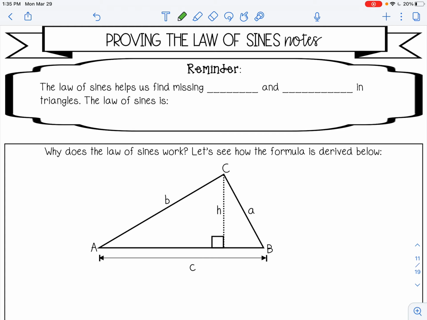All right, let's see where the law of sines formula comes from, proving the law of sines. So remember, the law of sines helps us to find missing sides and angles in oblique triangles, and the law of sines says a over the sine of A is equal to b over the sine of B is equal to c over the sine of C.